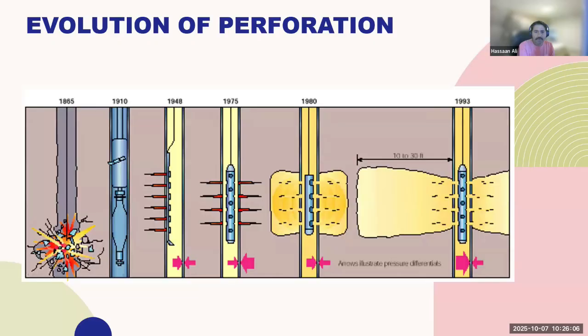So in the most common type of completions, what actually happens is that we will lower a perforating gun in the tubing, and that perforating gun, once it goes to the depth where your reservoir is located, will fire these shaped charges and create these channels, which you can see right over here. These channels will provide communication between the reservoir and the tubing. And after that, the reservoir fluid can easily flow inside the tubing.